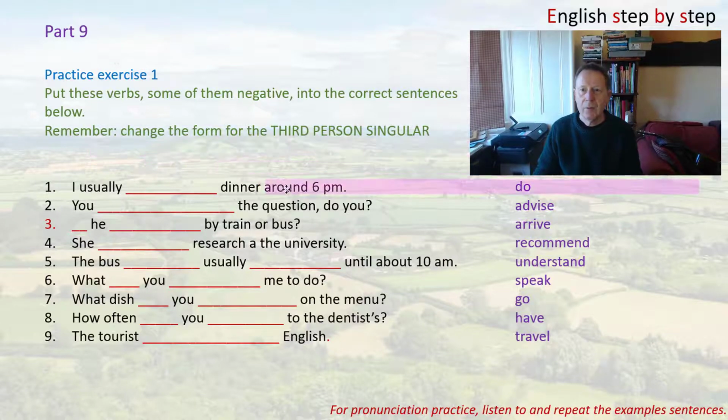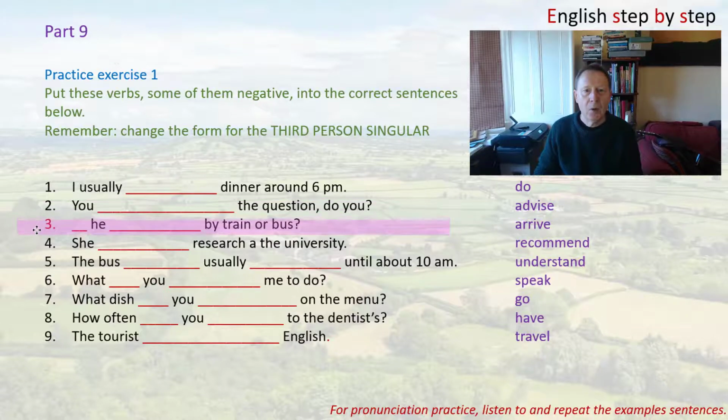So what are the verbs? Do, advise, arrive, recommend, understand, speak, go, have, travel. So for example, number 1, I usually something dinner around 6 p.m. Example number 2, you something the question, do you?